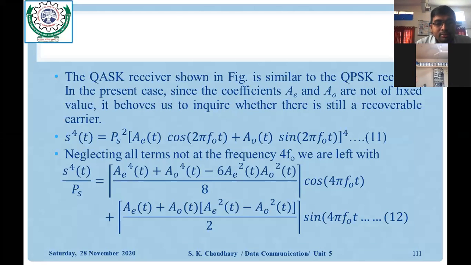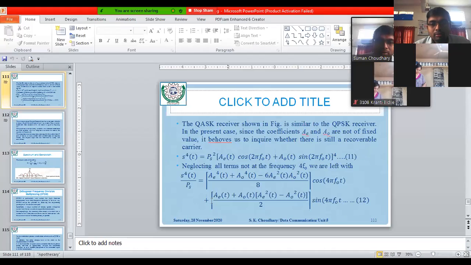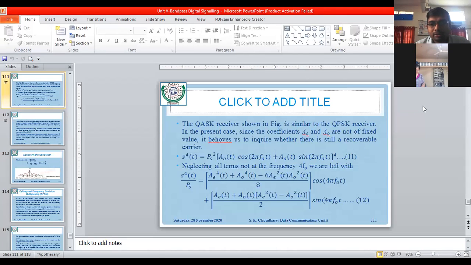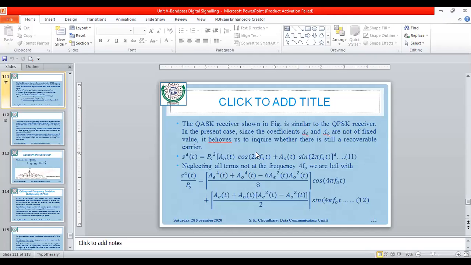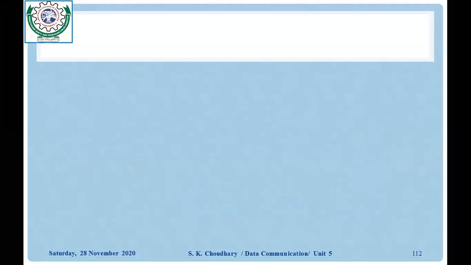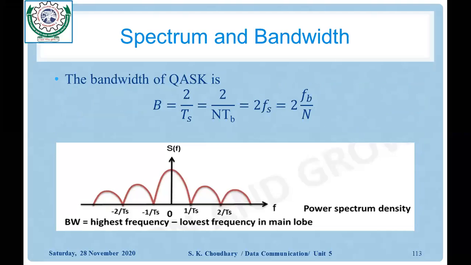Okay. Now, after the operation of this, you can see how this can be written mathematically. When it is passed through the raised to the power 4 circuit, then it would be PS square, and then this term would be there, and then further written in terms of even and odd components. Okay. That we have already discussed.